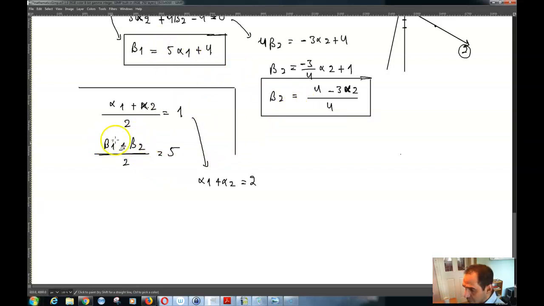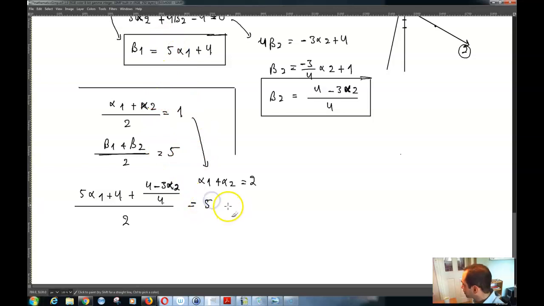So over here, instead of beta 1 and beta 2, I can write these two expressions. I can write 5 times alpha 1 plus 4 plus basically 4 minus 3 times alpha 2, divided by 4, is equal to 5. Here you can say that alpha 1 plus alpha 2 is equal to 2, so we don't need to do anything to this one.